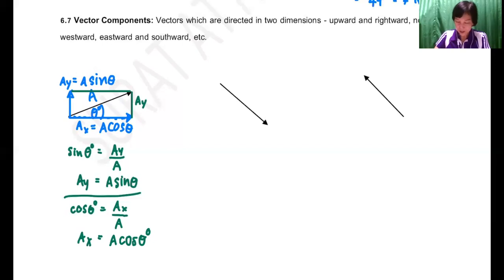Next, I will suppose an example and work it out for you. Suppose that I have a vector here. Its magnitude is 25 Newtons. Suppose it is a force, and I will write its angle here.